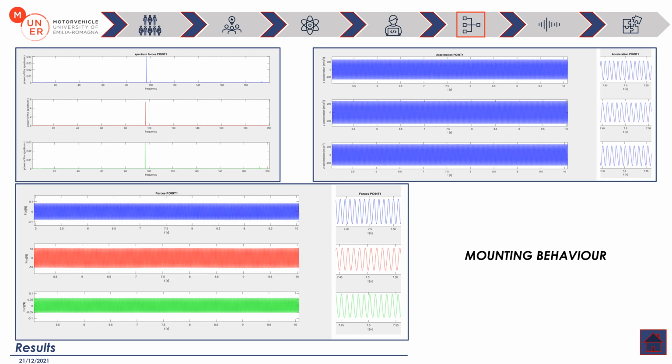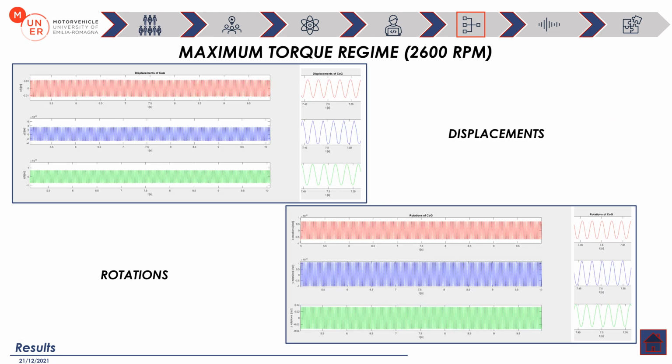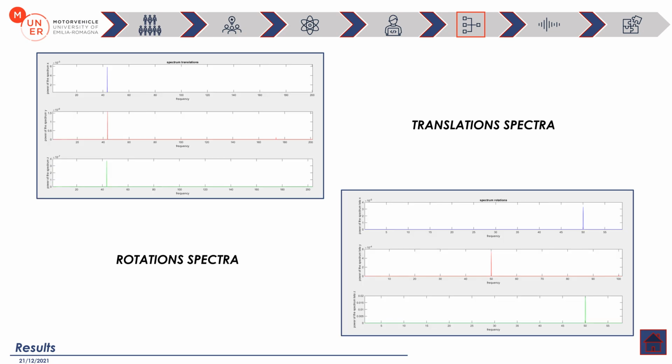Here, the mounting behavior in terms of forces, accelerations, and spectra of the forces is reported for the maximum power regime. These plots instead have been obtained with a high number of points, and indeed they show no numerical errors, and this is an analysis that has been carried out for the maximum torque regime. The results for this regime and for the highway regime are shown in the following slides.